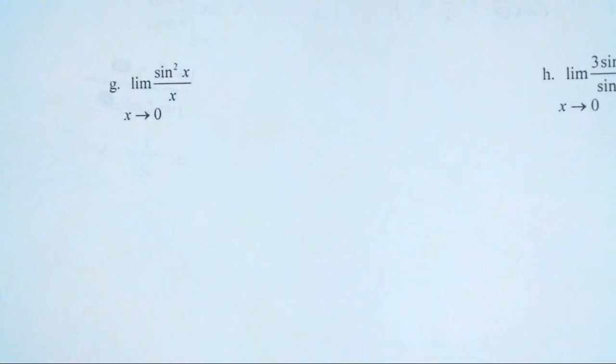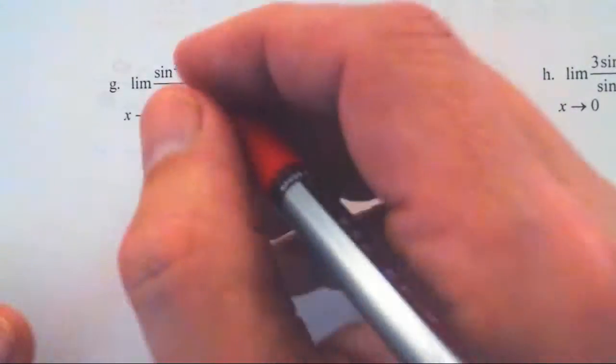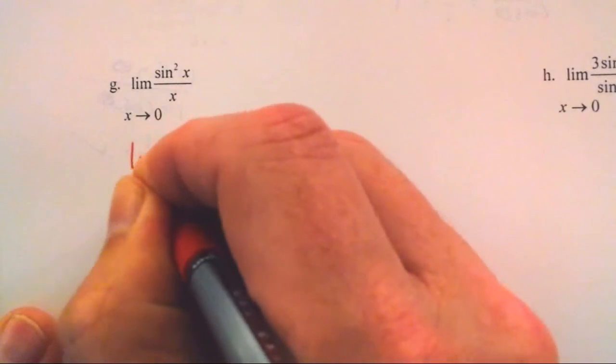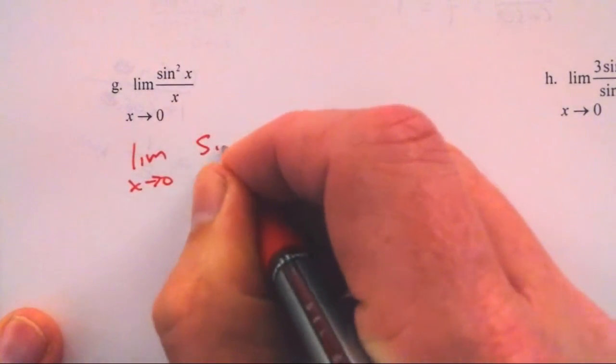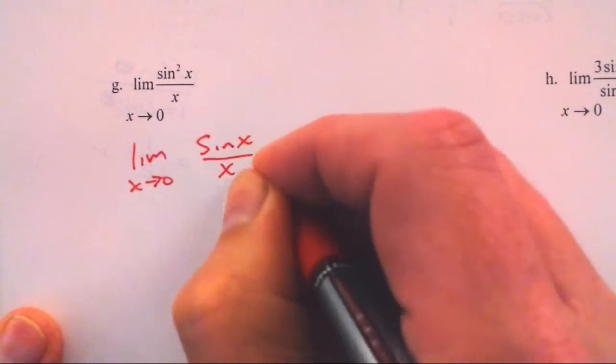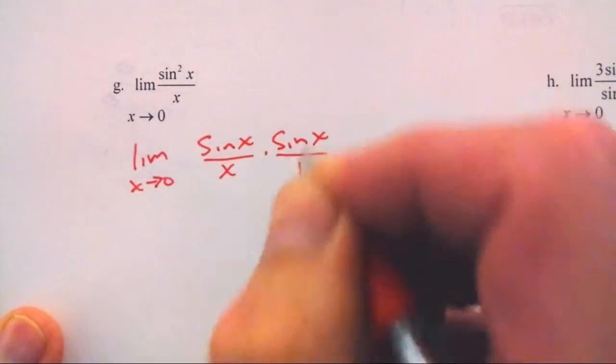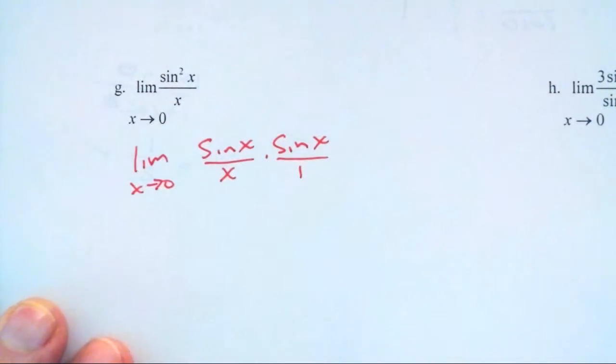This is pretty good. But I don't want sine squared of x on x. I want sine of x on x. So I'm going to rewrite this as the limit as x approaches 0 of sine of x on x times another sine of x, if you like, on 1. Clearly, those are equal. Right?